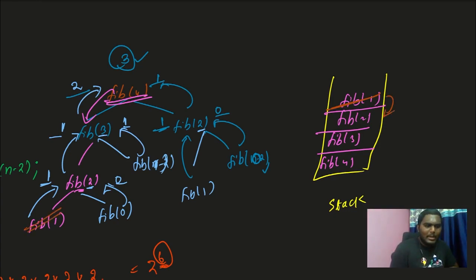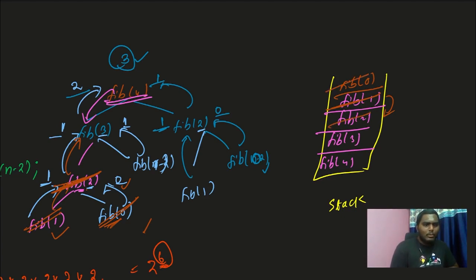So I'm done with this part. Now I will again come to here and make a call to this part, fib of 0. Whenever I make a fib of 0, I will simply return a 0 and pop this out and go here. I'm done with this function call, right? I made both calls, so I'm done with this fib of 2. I will simply go up.